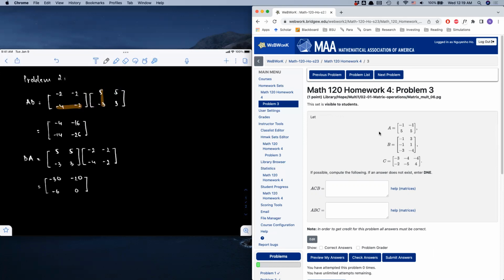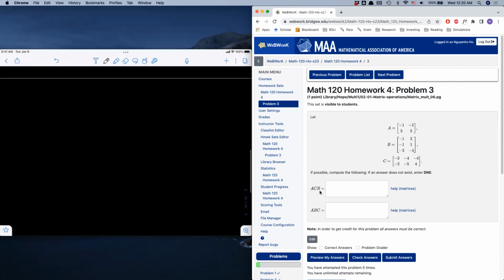The size of the matrix is very important because, again, to do the matrix multiplications, what you need is that the matrix on the left needs to have the number of columns match with the number of rows of the matrix on the right. So in this case, let's say you have A times C times B. Okay, so again, let me move on to problem 3.